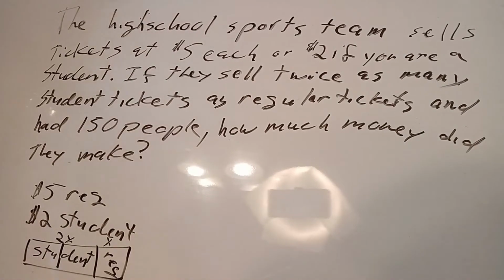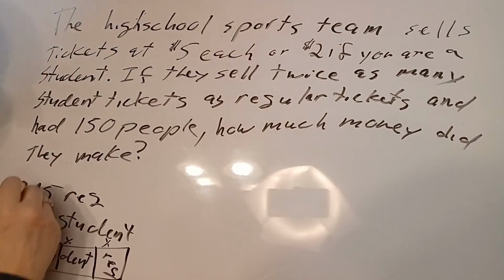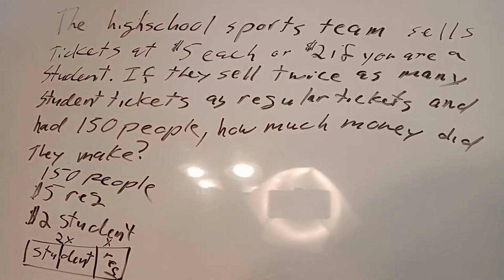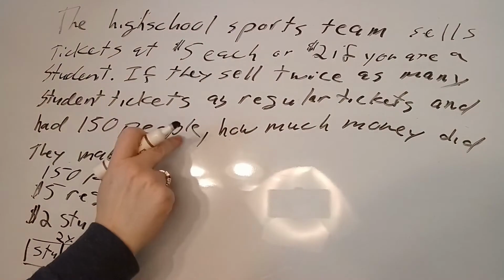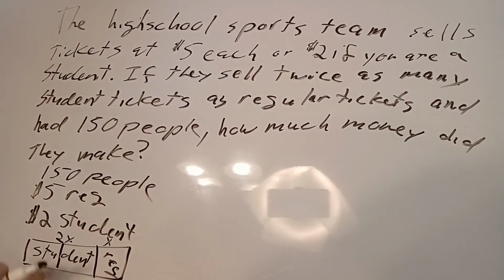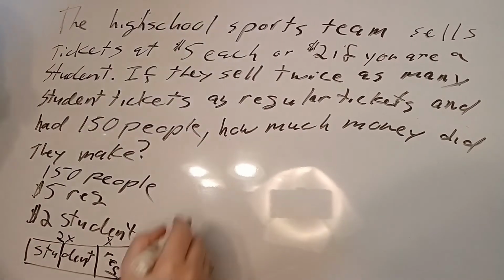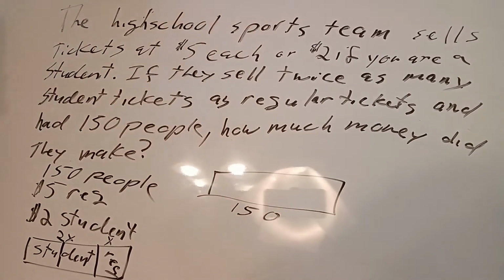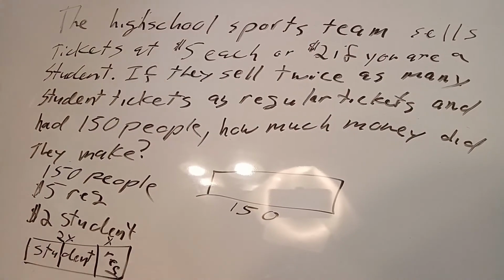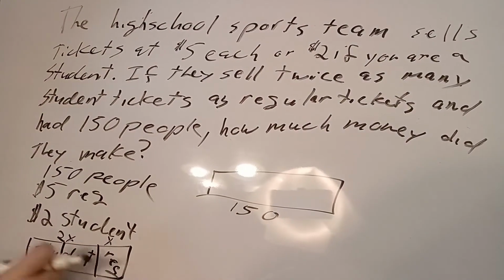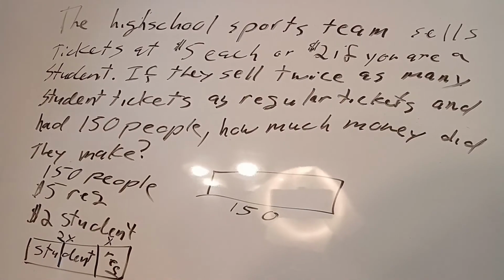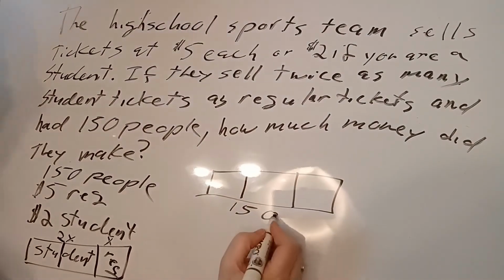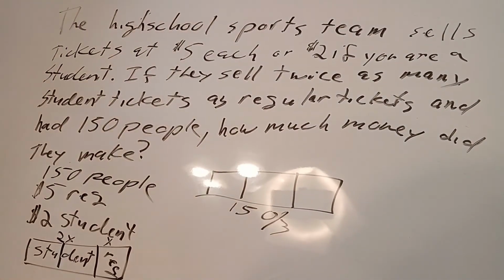Now they had 150 people. 150 people. So that means that gives us the size for this box. That this box is 150. Now what did we do here? We broke it up into 3 pieces so that one can be twice as big as the other. So if we divide 150 by 3, we get 50, right? So each box is 50.